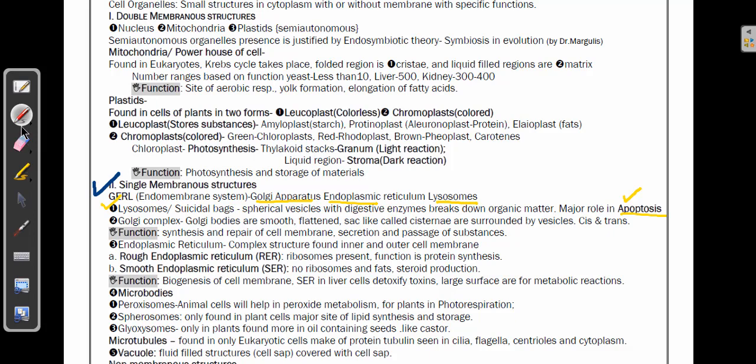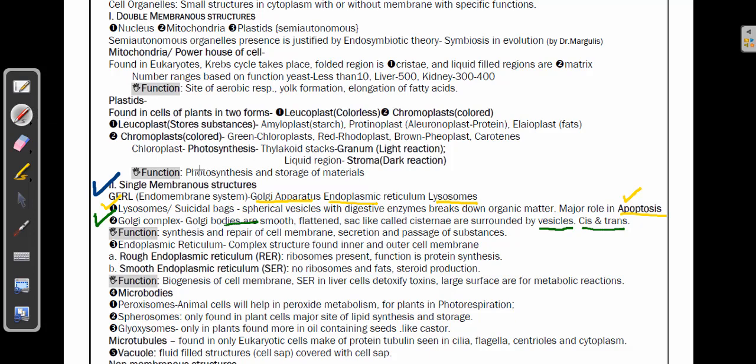And next is the Golgi complex. The Golgi complex is another structure which produces the Golgi bodies, smooth, flattened, sac-like structures called cisternae, and they also have certain vesicles. Vesicles you can compare to the bowls or dishes you can see in a kitchen. They help in moving substances inside the cytoplasm. We have two types of vesicles based on whether they bring in or take out: cis and trans. The main function is to produce or repair membranes, and they are also involved in the secretion of certain substances.